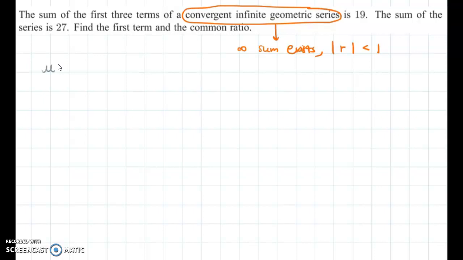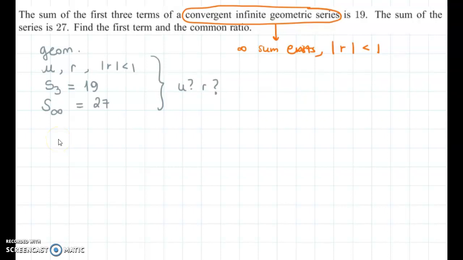What we know then is that we have a sequence. Let's say we call u the first term and r the common ratio, and the absolute value of the common ratio is less than 1 and it's geometric. If we consider the sum of the first three terms, S3, that is equal to 19. And the sum of all the terms of the infinite sum, S infinity, is equal to 27. So what we are trying to find is what is u and what is r.